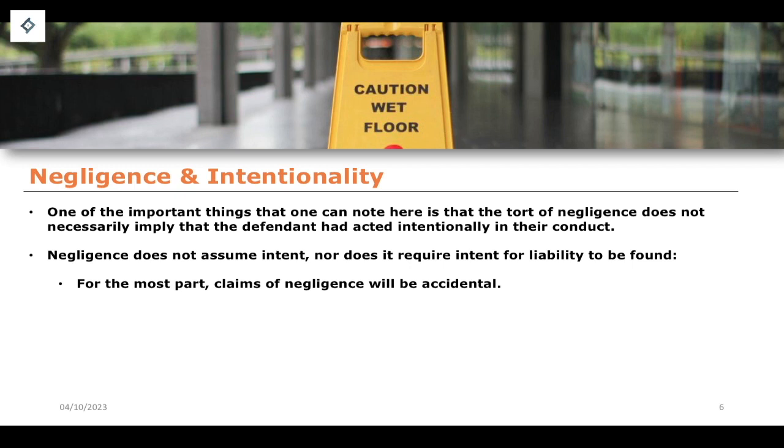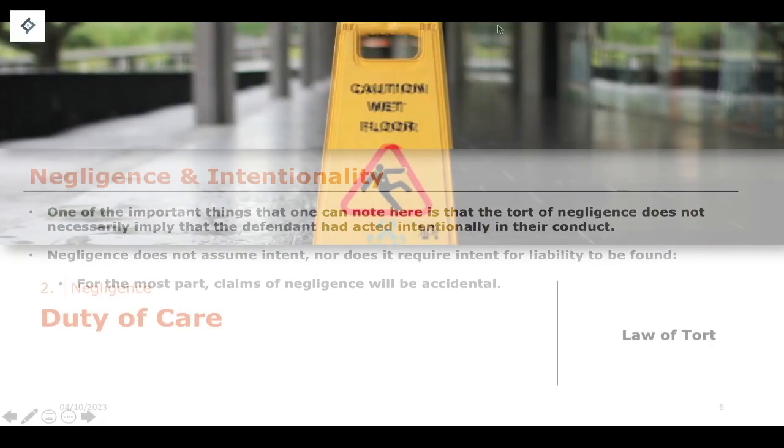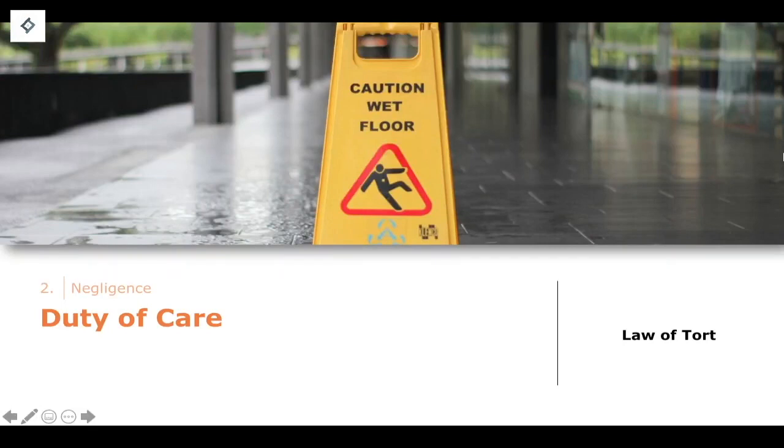It is something that does not assume nor require intent for there to be the showing or the requirement of liability. In the previous lesson, we took an introduction to the tort of negligence. We explained essentially what the key characteristics are when it comes to determining whether or not negligence existed or whether or not an individual can be found liable for their negligence.